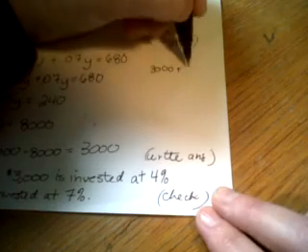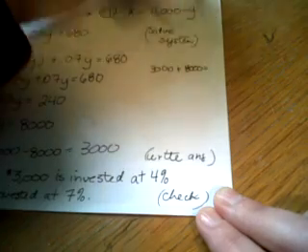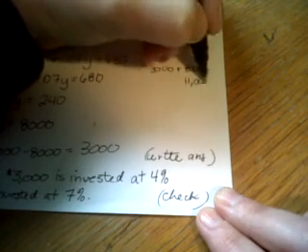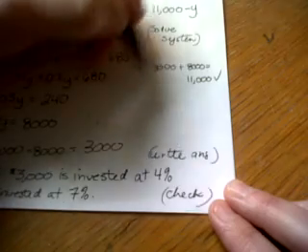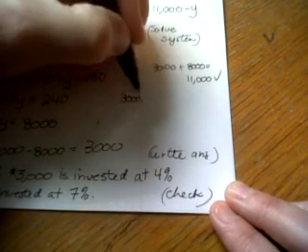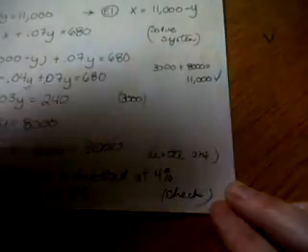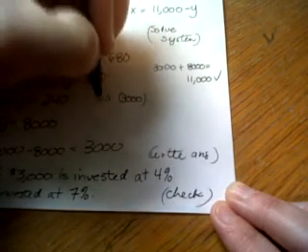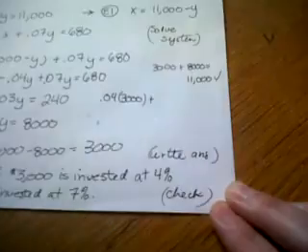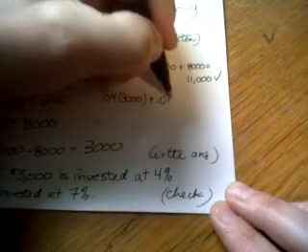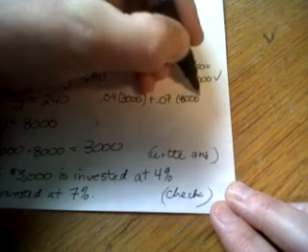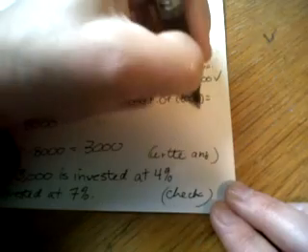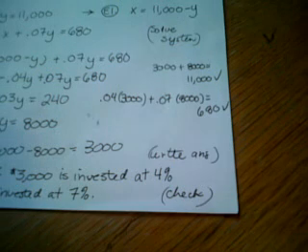The way I can check these is 3,000 plus 8,000. That gives me 11,000. So that checks out. And if I go and do 3,000 times 0.04 plus 7%, which is 0.07, times 8,000, that is going to turn out to be 680. So that checks out as well.